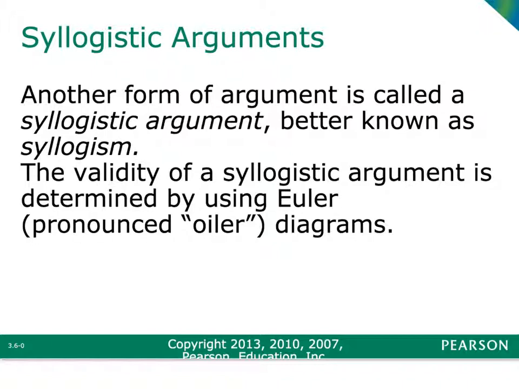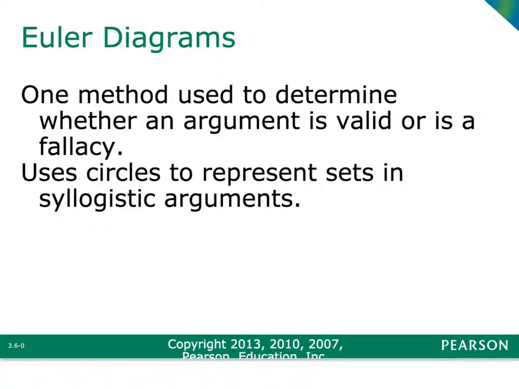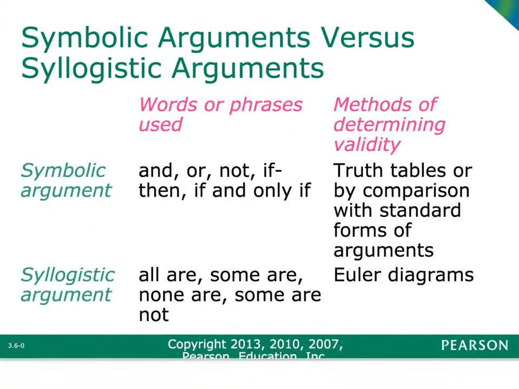So a syllogistic argument is another form of argument. A lot of times it'll just be called a syllogism. And the way you test the validity of a syllogistic argument is by doing what's called an Euler diagram. An Euler diagram is a method that uses the universal set, which will look like just a big rectangle. And then inside of it, they're going to represent sets with circles. You just draw the sets based on their description, and you see if the conclusion is valid or invalid based off the shapes that you draw. So it's easier to show you with an example here.